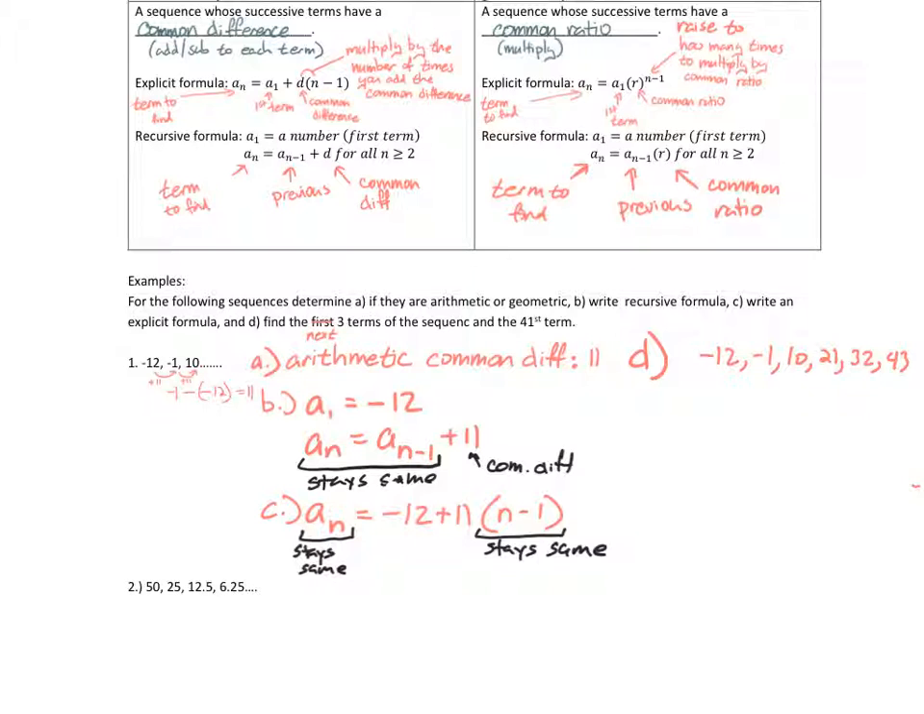So we're looking for the 41st term. So a 41st, and our rule tells us to go negative 12 plus 11 times n minus 1. Well, what's n? n's 41. So now following order of operations, I'd have 41 minus 1 is 40. Then I'd have to multiply the 11 and the 40 together, which gives me 440, and then add a negative 12. So our 41st term is 428. All right, let's try this one.